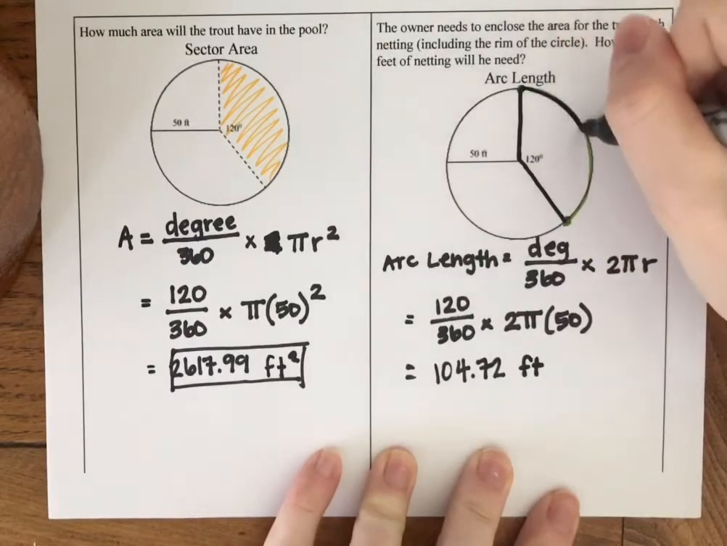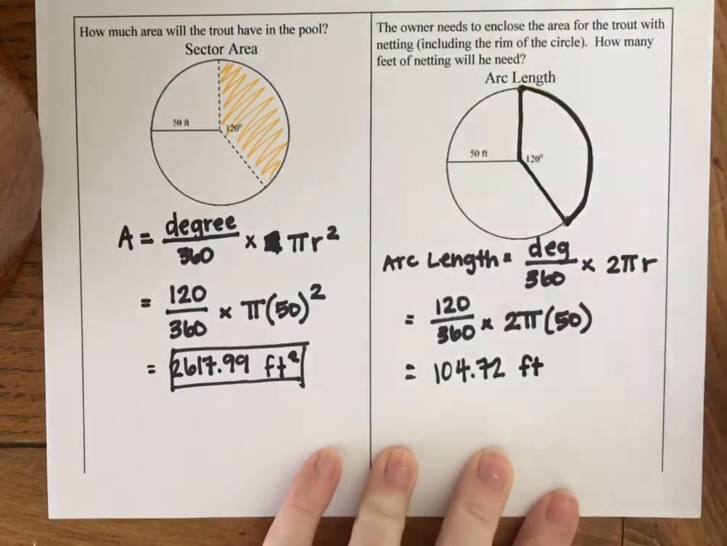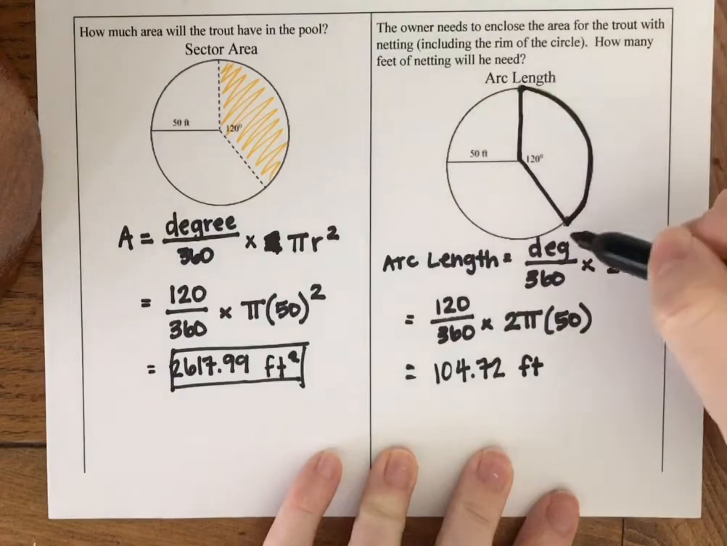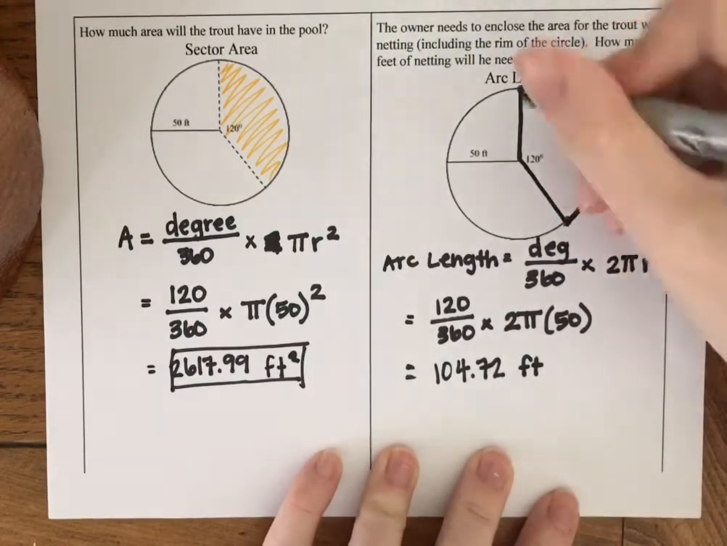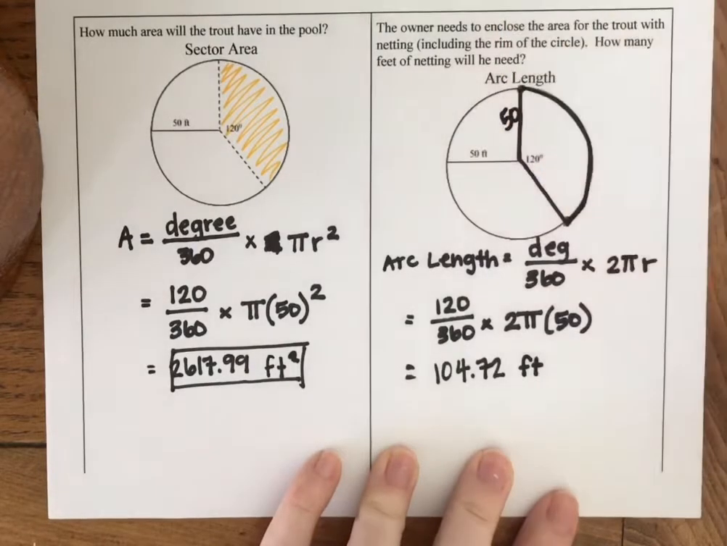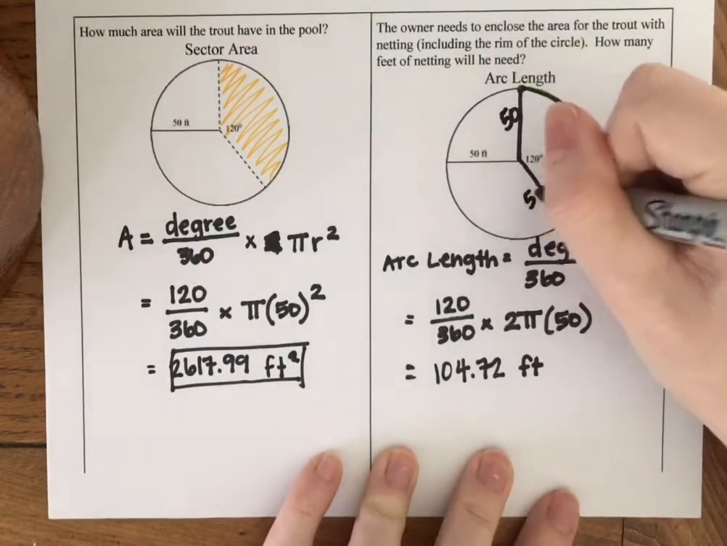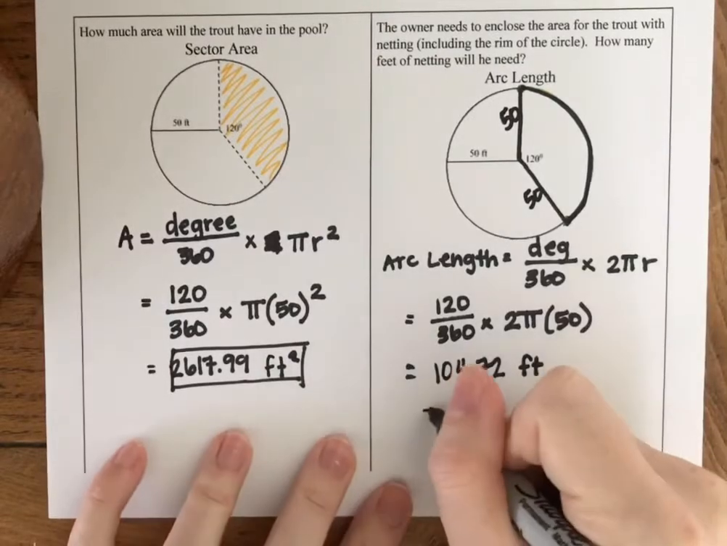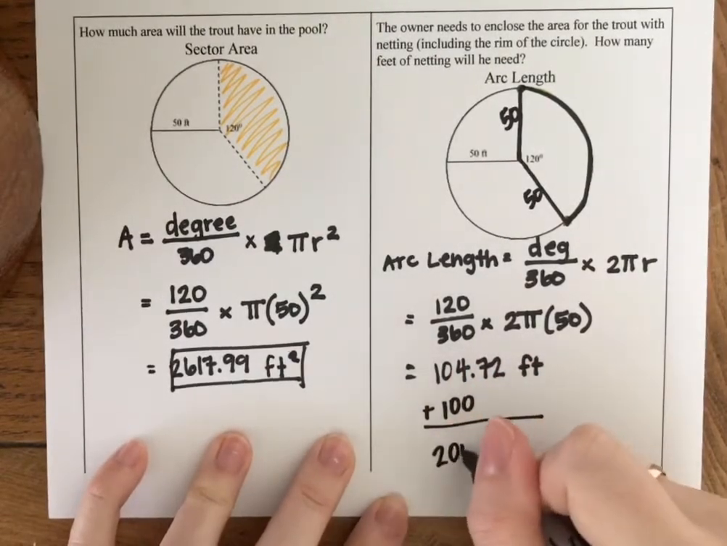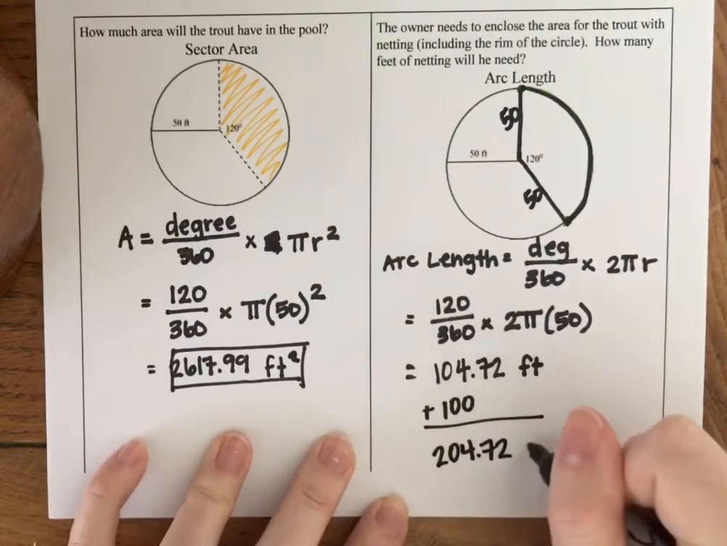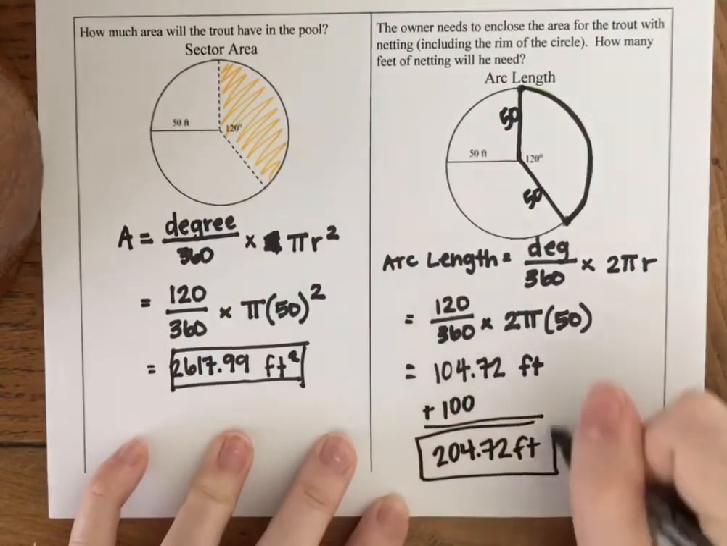So if you need to answer a question like this, we know that the arc length from here to here is 104.72. Now these two straight sections are both radii of my circle. So this one's going to be 50, that one's going to be 50. I just need to add 50 plus 50, which is 100, to get 204.72. And again, it would be feet.